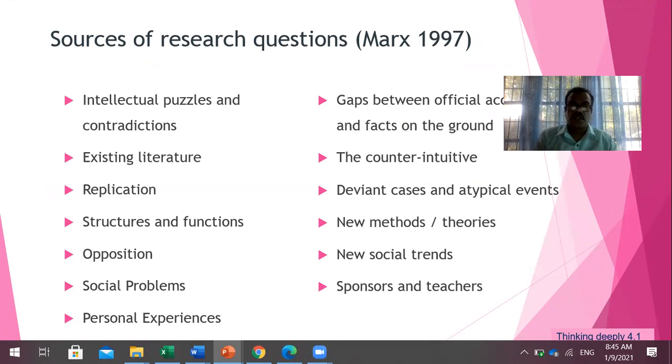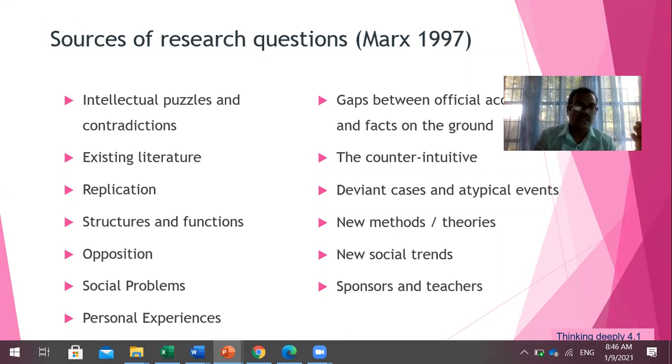Then, sources of research questions. This is only the guideline citation, Scholar Marks 1997. I'll quickly run through, so you can read the material. I think the page reference is also there in the slide. You can see a list of sources through which you can develop a very good research question, but not limited to these. You can have your own way of thinking.